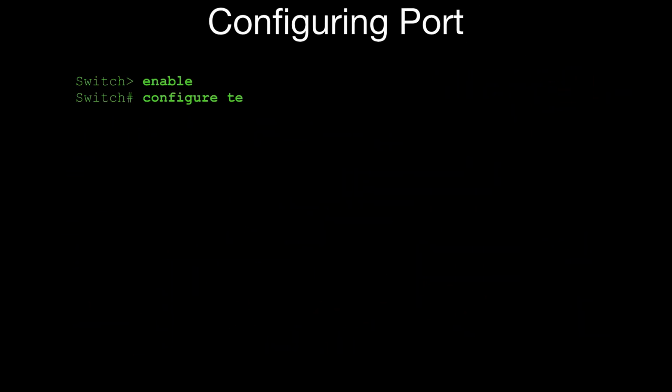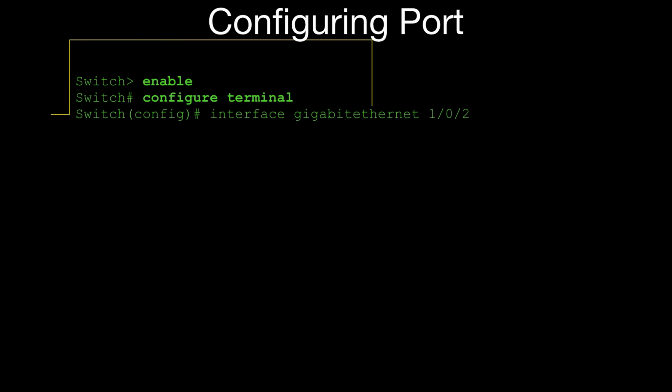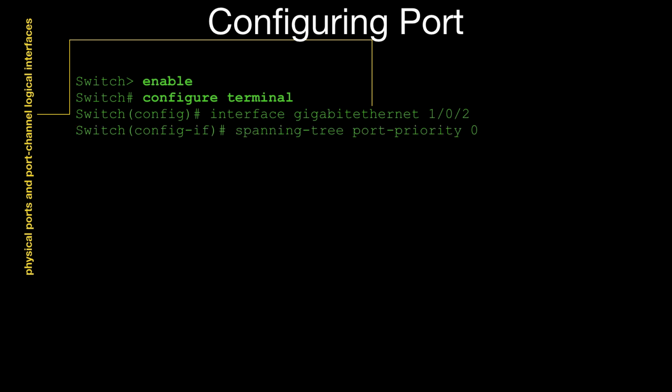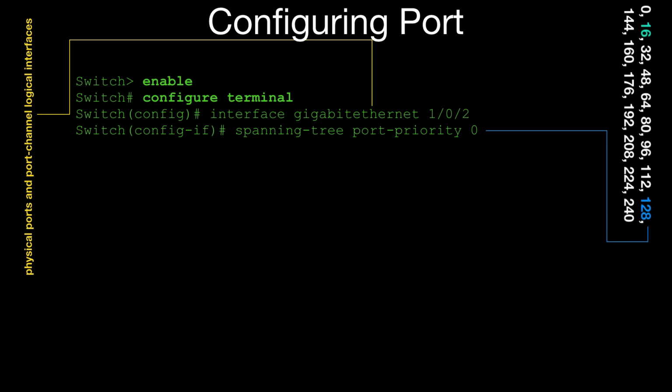Specifies an interface to configure, and enters interface configuration mode. Valid interfaces include physical ports and port channel logical interfaces. Configures the port priority for an interface. For priority, the range is 0 to 240, in increments of 16. The default is 128.